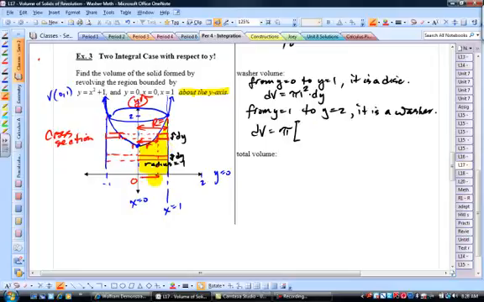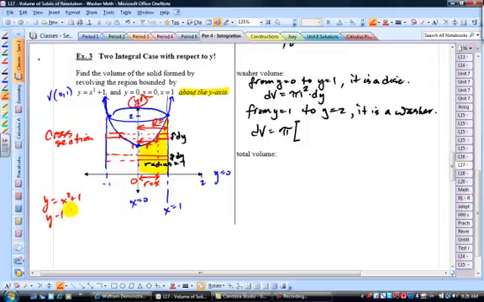Well, r here, this distance, is equal to the difference between the x values, right minus left, and it's going to be whatever x is equal to with respect to the function of the parabola. So what I'm going to need to do is take my parabola here, y equals x squared plus 1. I'm going to have to solve for x.